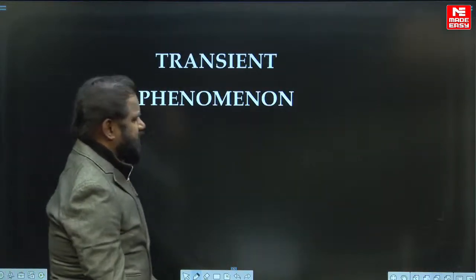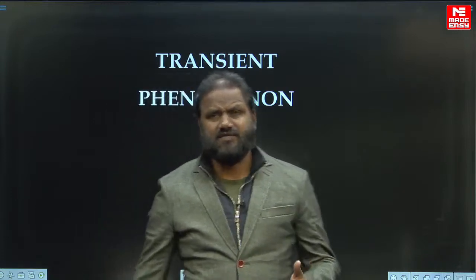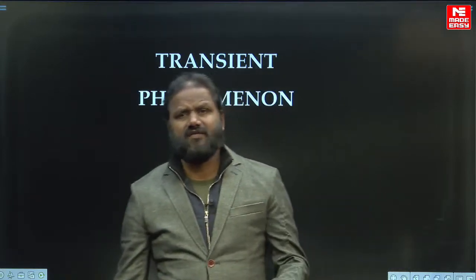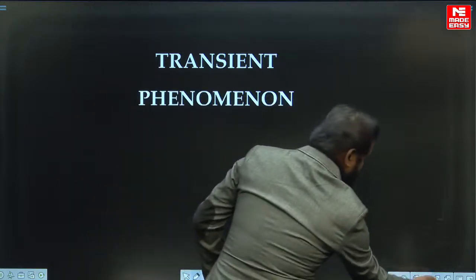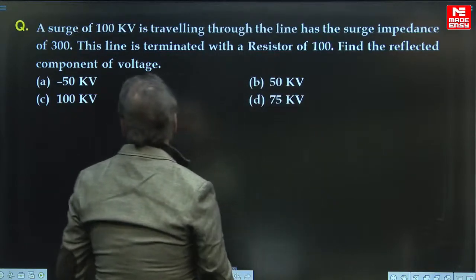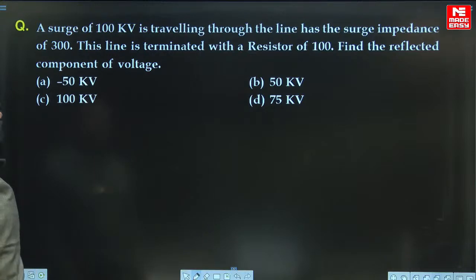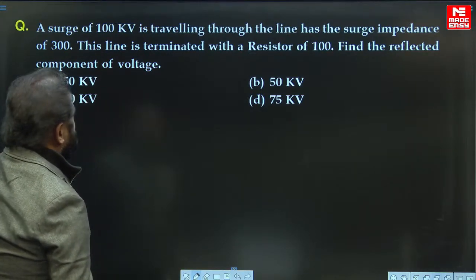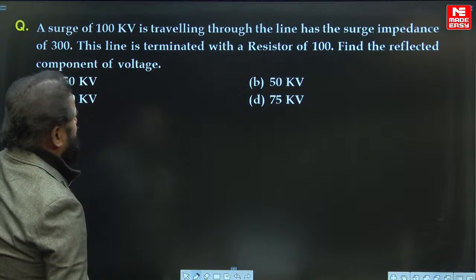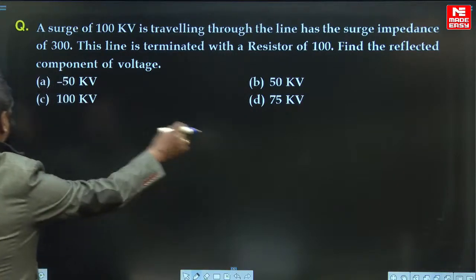Next, transient phenomenon. In transmission and distribution you can have four things, and the third category is the transient phenomenon. In the transient phenomenon you have to consider this question: a surge of 100 kV is travelling through a surge impedance of 300 ohms. The line is terminated with a resistor of 100 ohms. Find the reflected component of voltage.